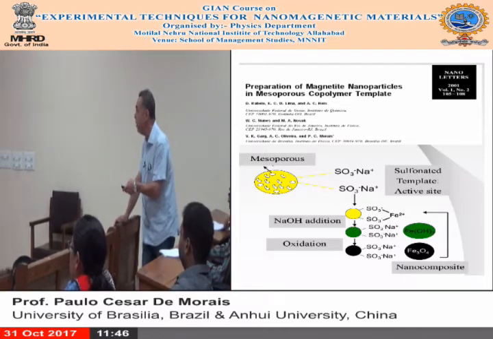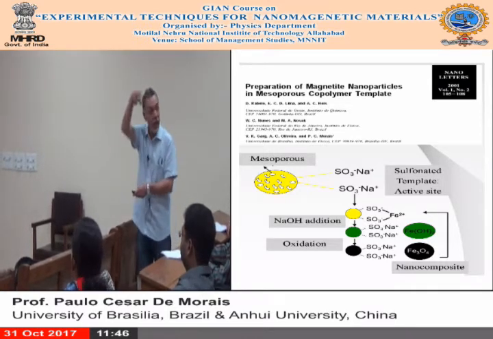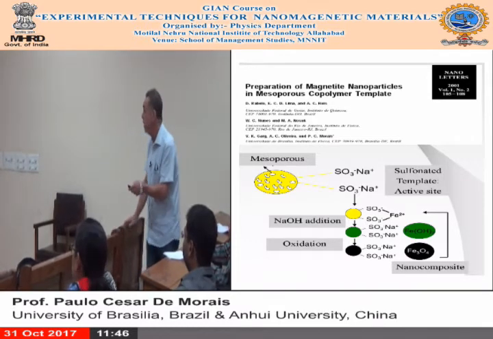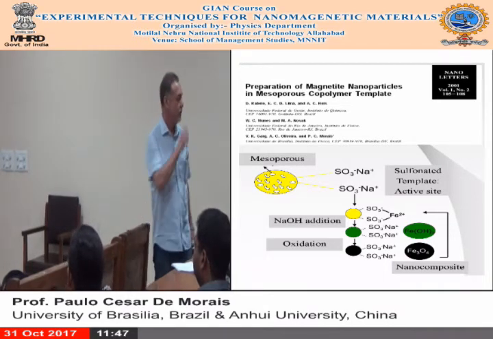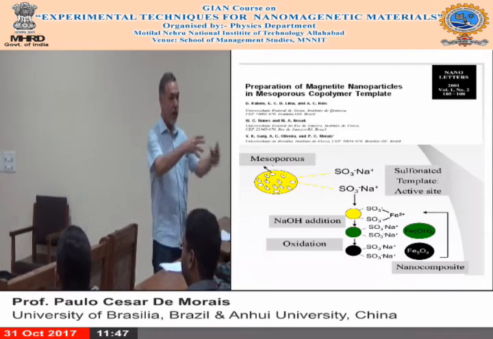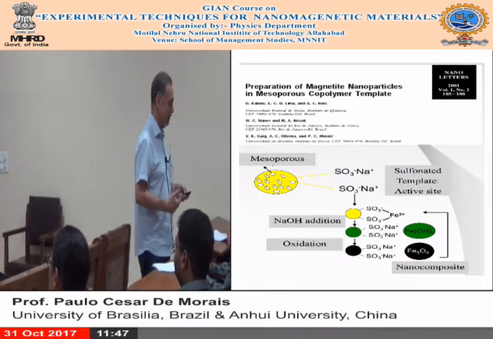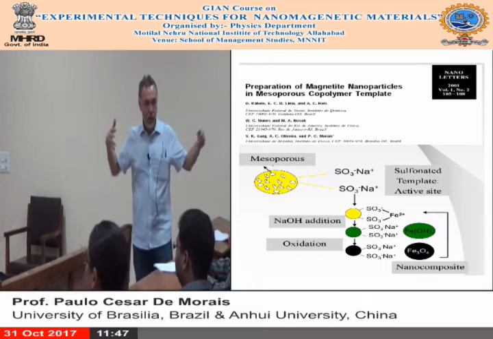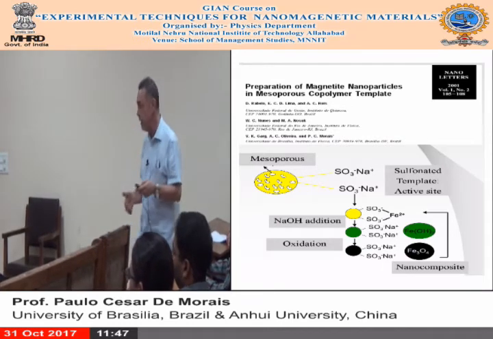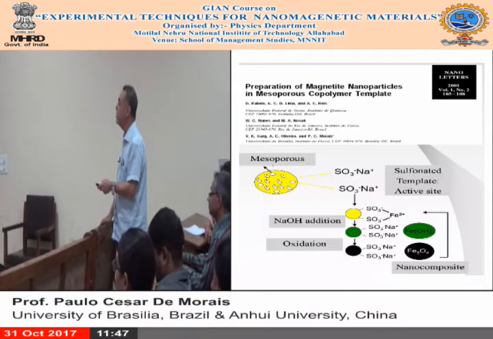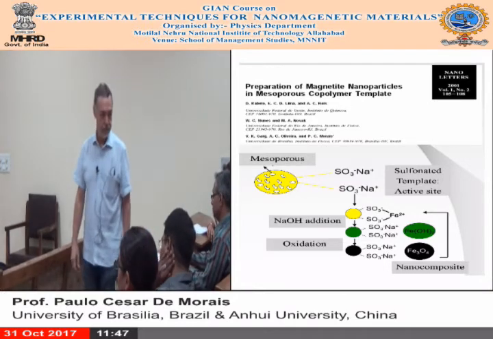And then inside the polymer we have sulfonic groups. So when you sink it inside iron sulfate solution, the iron ions go inside and bind to these functional groups. Okay? And then we take that one and drop it inside strong bases like sodium hydroxide. So the hydroxyl group diffuses quickly into the template and replaces the iron, just oxidizing this iron to magnetite quickly.